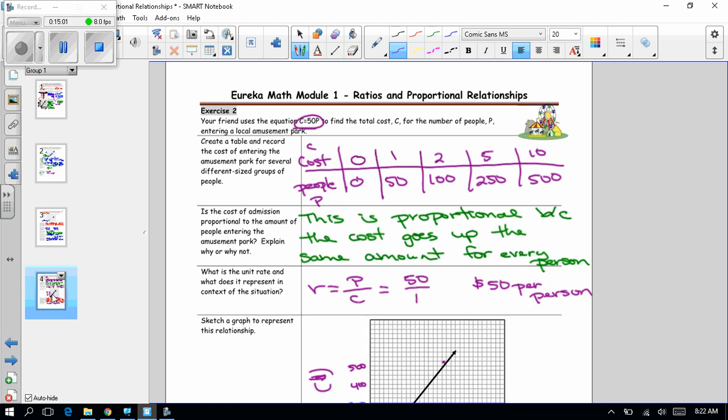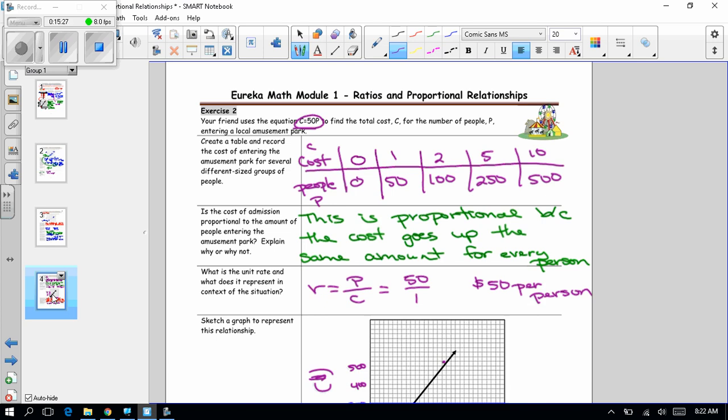But on exercise 2, I made my table, 0 people. It's not going to cost me anything to go to this carnival, right? To go to the amusement park. If I'm only going by myself, 1 person, $50. 2 of you, $100. Let's suppose you have a family of 5, it's going to cost you $250. Or let's suppose you're going to take your whole group of friends for your birthday, right? You're going to Great America and you have 10 of you, it's $500 for that.